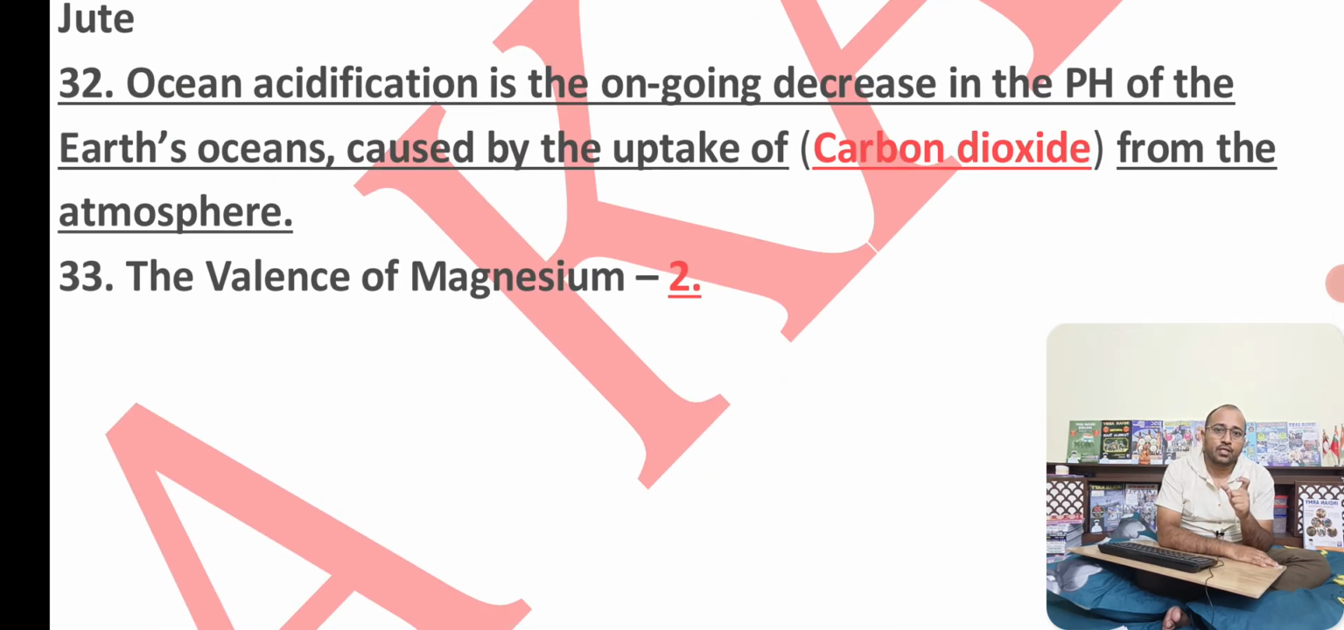Ocean acidification is the ongoing decrease in the pH of Earth's oceans caused by the uptake of carbon dioxide from the atmosphere. Because of this uptake of carbon dioxide, we have acidification in the ocean, and the pH value of the ocean goes down. The more it goes down, the more acidic the water will be. Then we'll have the maximum impact on acid rains, and there will be an impact on the human body as well as on constructions like marble constructions such as the Taj Mahal, which gets turned yellowish. The valency of magnesium has been asked. The valency is 2, guys.